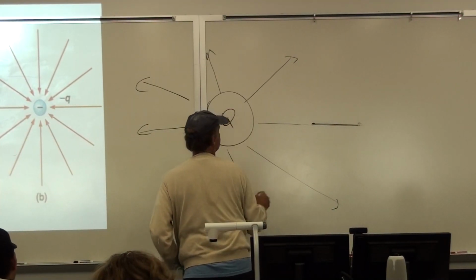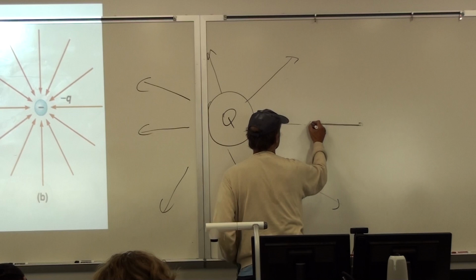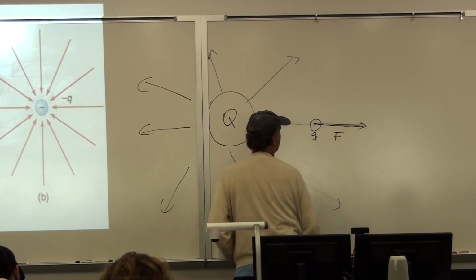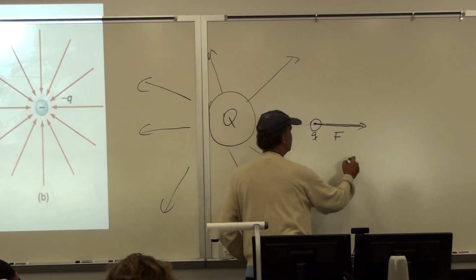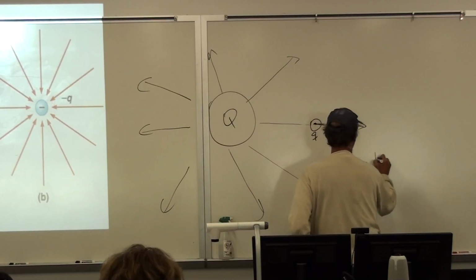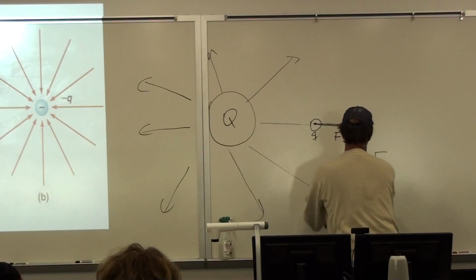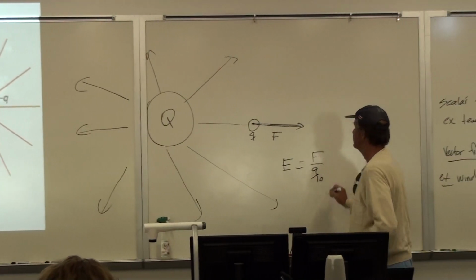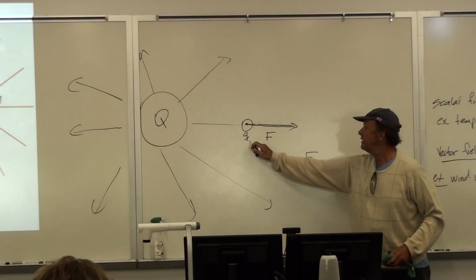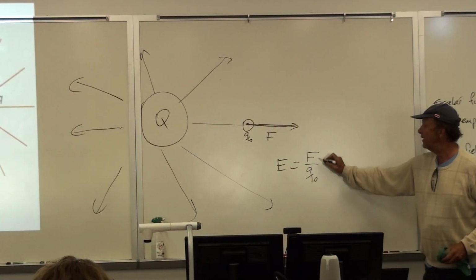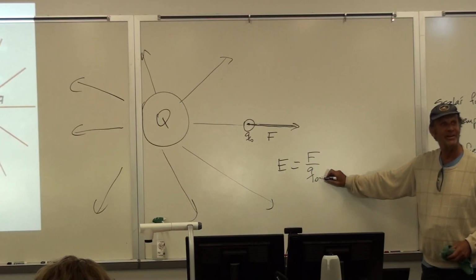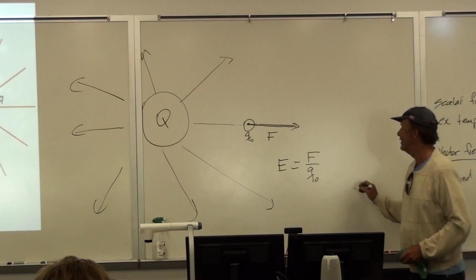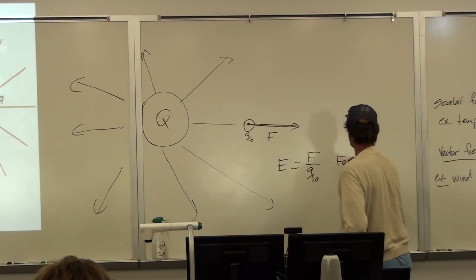So here's our charge big Q. And so here, if we had some charge little q, Q naught, there'd be a force on it. So we define the electric field E as being the force on the charge divided by the charge. So in other words, it's what the force would have been on the charge if the charge had been there, but the charge isn't there. So it's the force without the charge. You want to think of it that way. Or force per unit charge.